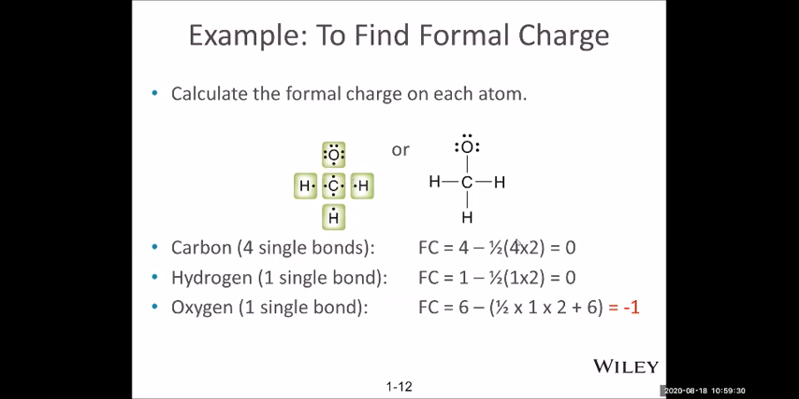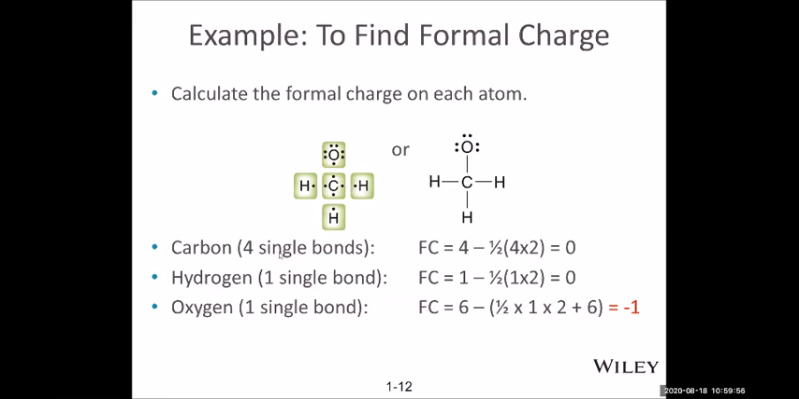And all the 8 electrons are the bonding electrons. These are 4 bonds, and each bond has 2 electrons. We get 8 electrons, which are all bonding electrons. Divided by 2 is the electrons that really belong to the carbon, which is 4. So 4 minus 4 gives us 0. This carbon has a 0 formal charge.